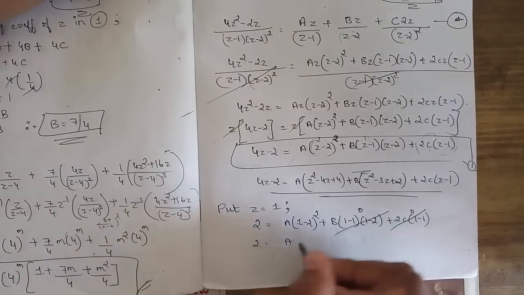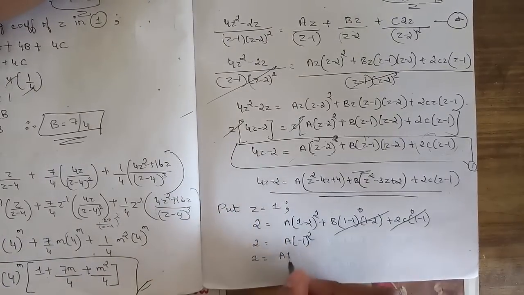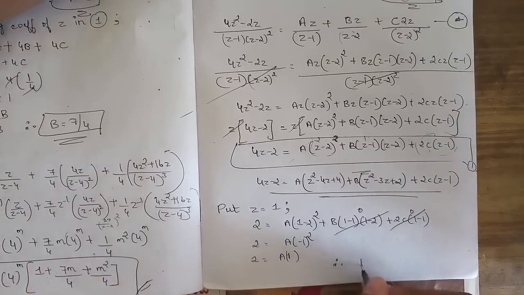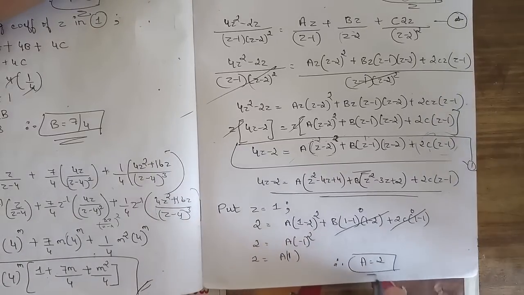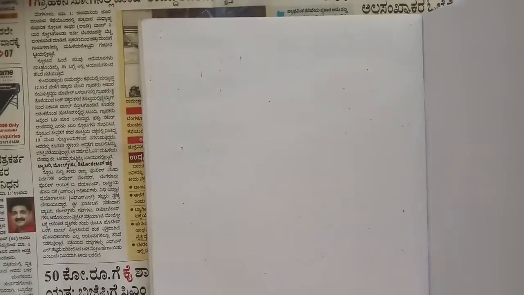2 into a into 1 minus 2 is minus 1 whole square. So 2 is equal to a into minus 1 whole square, which is 1. So therefore we get the value of a as 2. Okay. So similarly, let's find the value of c.